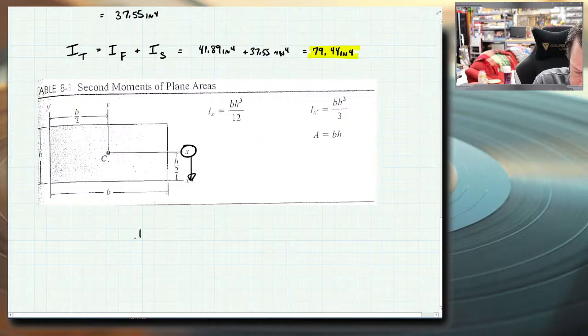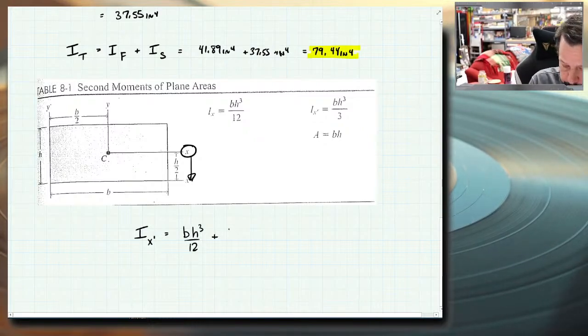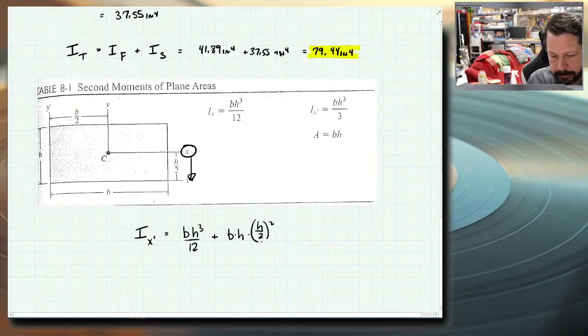So it says that Ix prime would equal the original bh cubed over 12 plus the area, which would be b times h, plus the distance squared between the two, so that's h over 2. So that would just be the equation. That would be translating the moment of inertia of the centroid, about the centroid of a rectangle, to the bottom of the rectangle. That would be how we would do it using the parallel axis theorem.